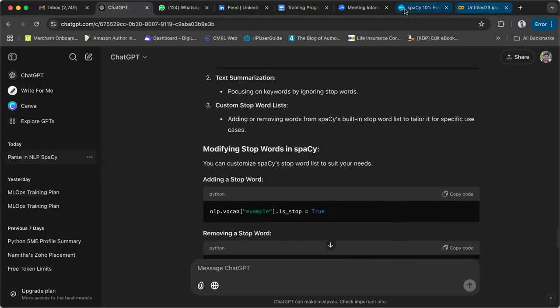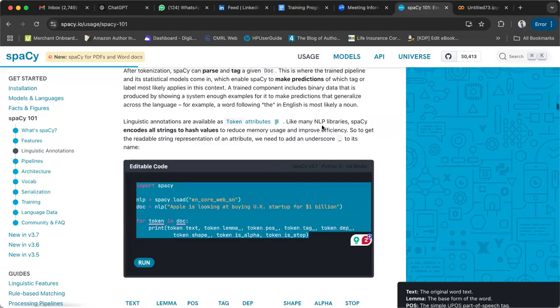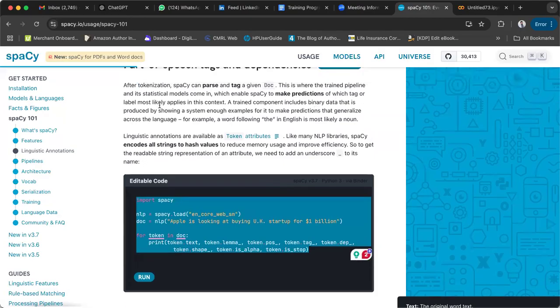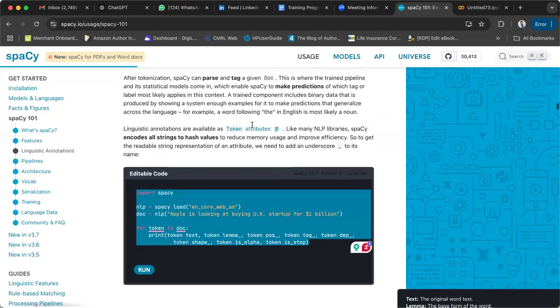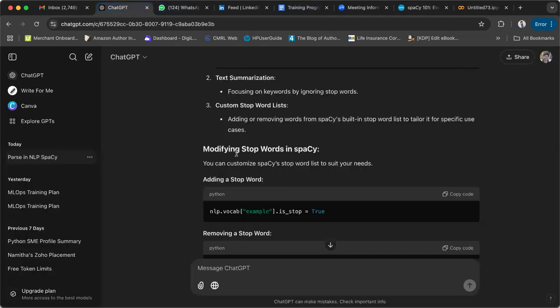Okay. Let's see what is next. After tokenization, make predictions of which tag. Okay. So we started with the parse, I guess, okay? And then tag. What is tag? Okay, it is a very important concept. What are tags?